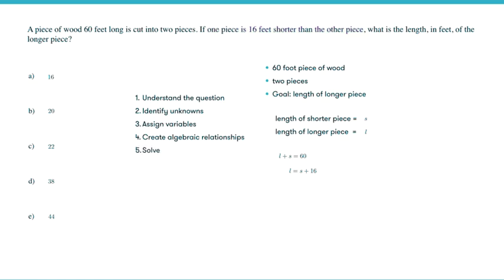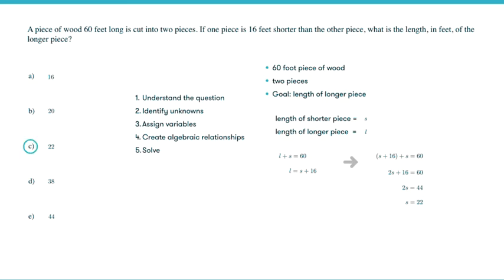So to solve, we're going to use the substitution method. We'll substitute S plus 16 in the second equation for L in the first equation and arrive at the equation S plus 16 plus S equals 60. Simplify, and we'll get 2S plus 16 equals 60. Subtract 16 from both sides, and we'll get 2S equals 44. Divide both sides by 2, and we'll get S equals 22. So it would appear that the answer is C.